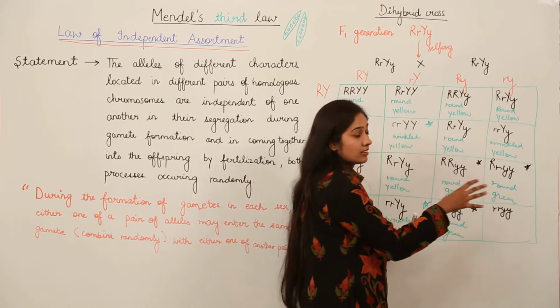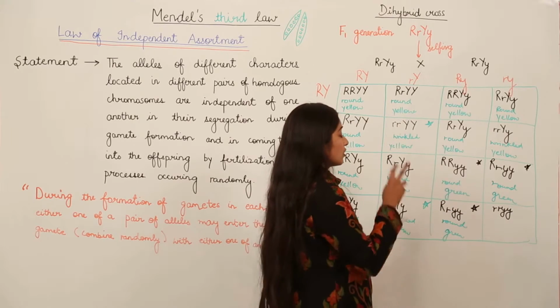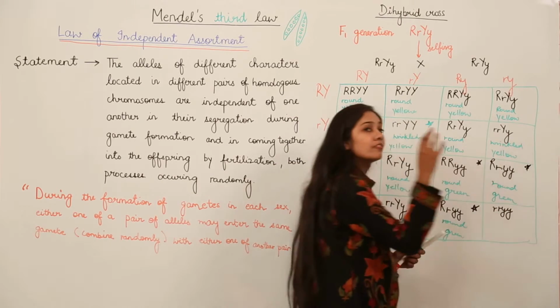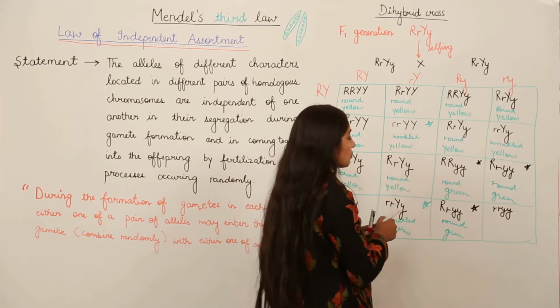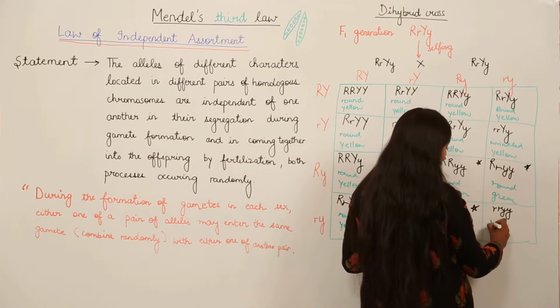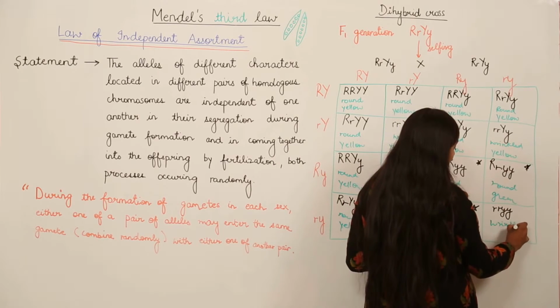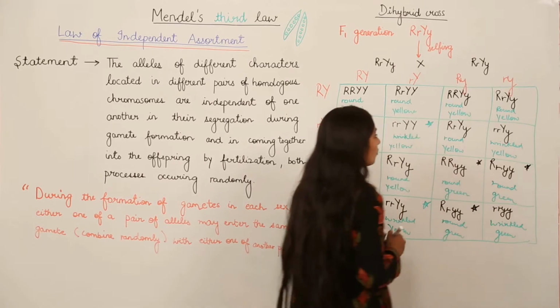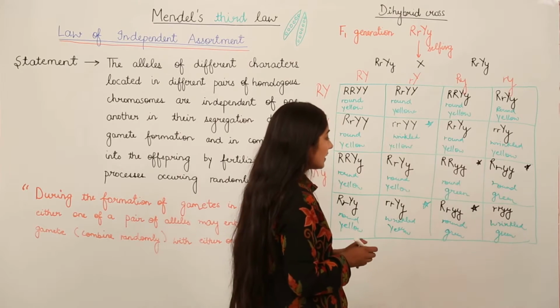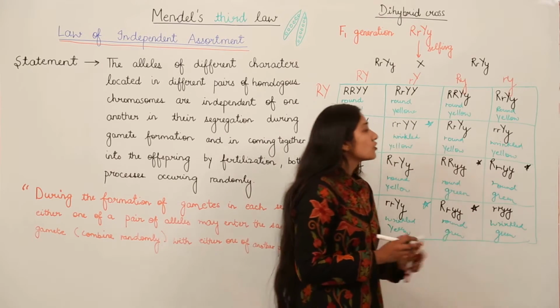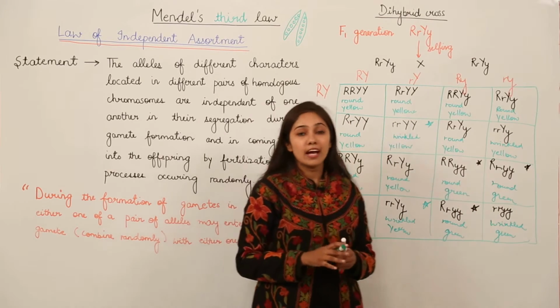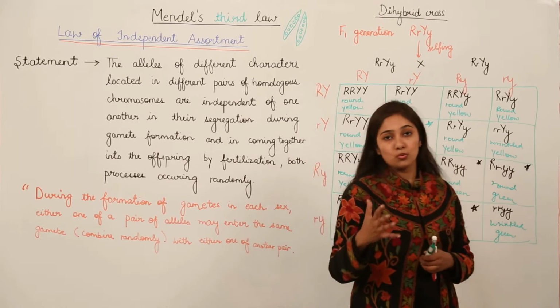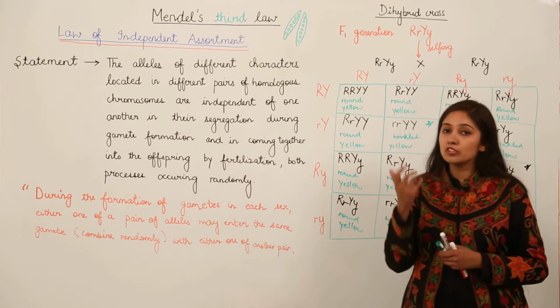Next we move on to the last, 16th combination. We have both the R small, both the Y small. So for the first time we have wrinkled seeds with green cotyledons. So now we are going to arrive at the genotypic ratio and phenotypic ratio.